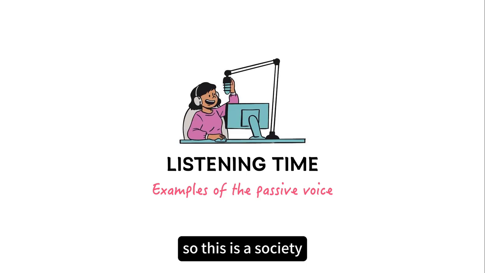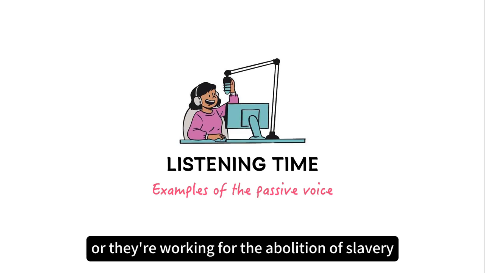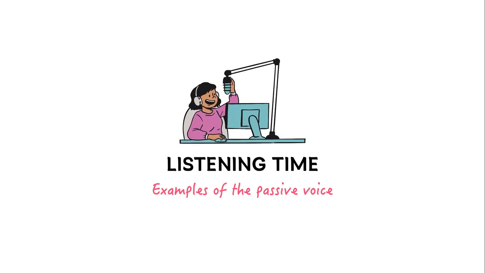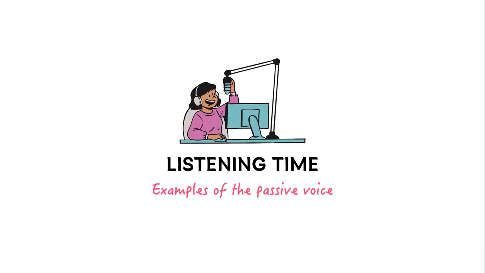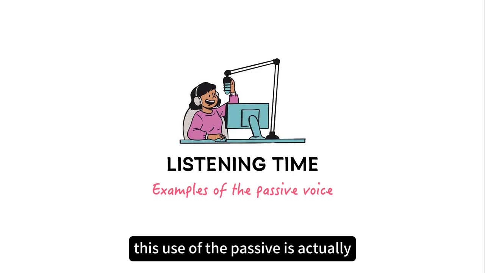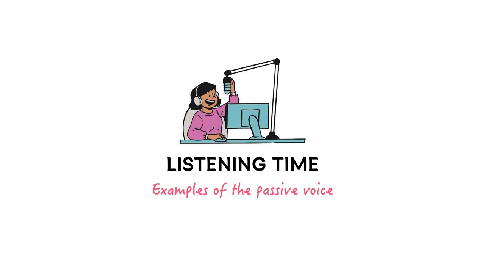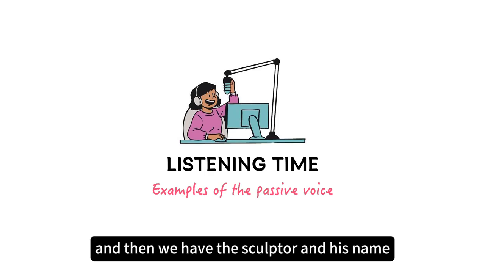So this is a society which is working against the keeping of slaves, or they're working for the abolition of slavery. That's right. Let's read the final sentence in this paragraph then. The statue was designed by the sculptor, Frédéric Bartholdi. Okay, we've got another passive in there. We have indeed. This use of the passive is actually exactly the same as the previous ones we've seen. The statue, the most important thing, was designed by, and then we have the sculptor and his name.